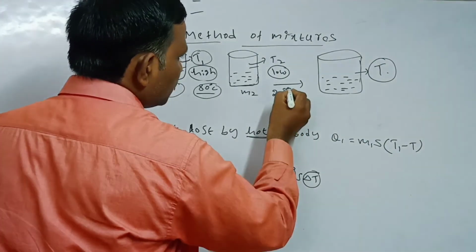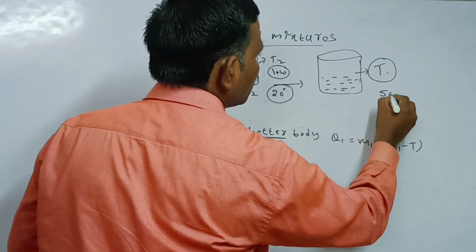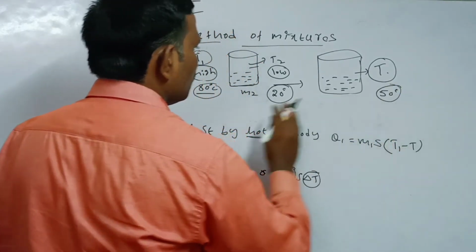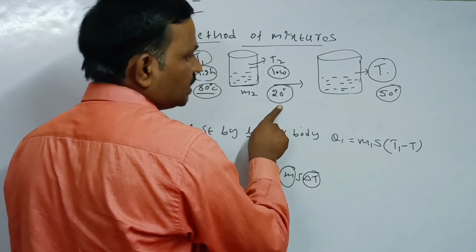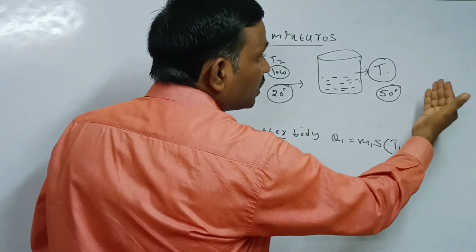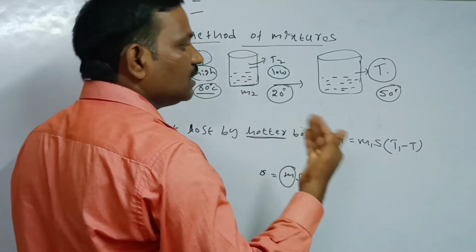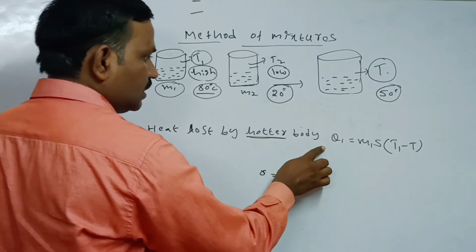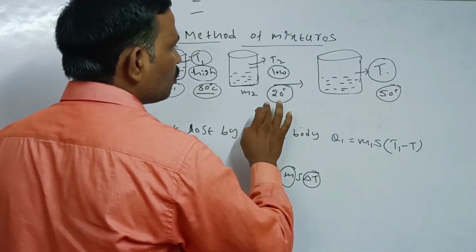See, before mixing, the colder body temperature is 20 degrees Celsius and the mixture temperature is 50 degrees Celsius. So if you observe, before mixing, the colder body has 20 degrees Celsius. After mixing, it got 50. That means the colder body gained heat energy, whereas the hotter body lost heat energy. How much did the colder body gain?